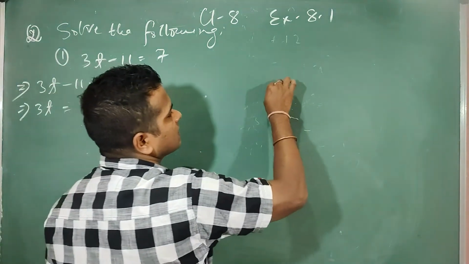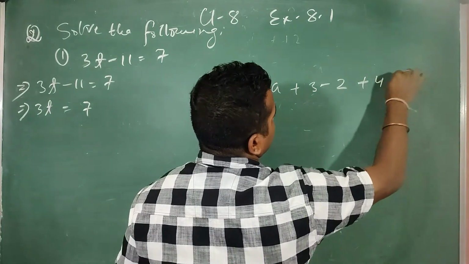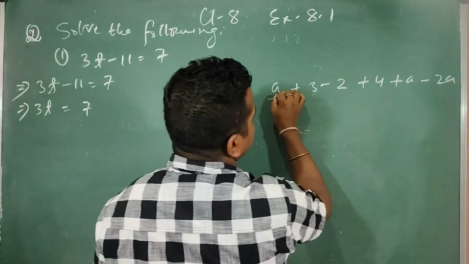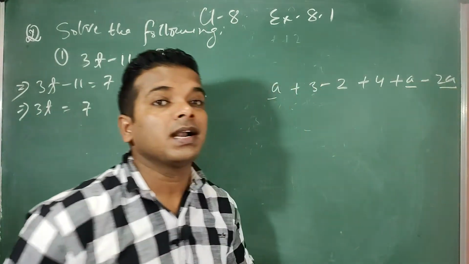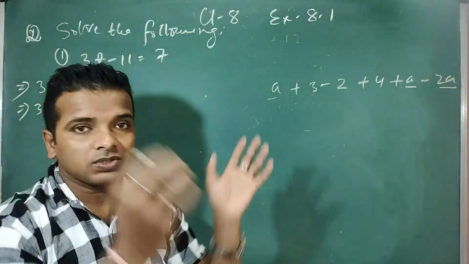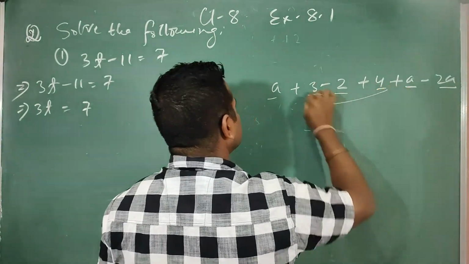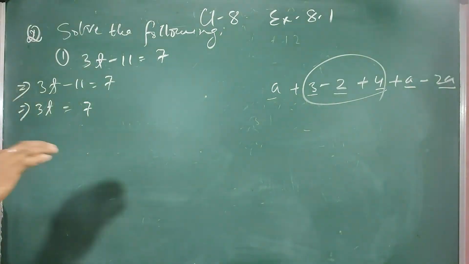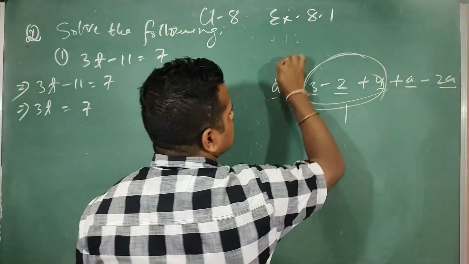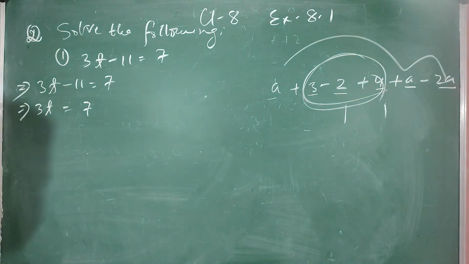Suppose it is written a plus 3 minus 2 plus 4 plus a minus 2a. This a and this a are like terms, they can be together. And the whole numbers 3, 2, 4 are also like terms, so they are also together. We need to make these into only one term, and similarly here 3t is alone, so let it be there.